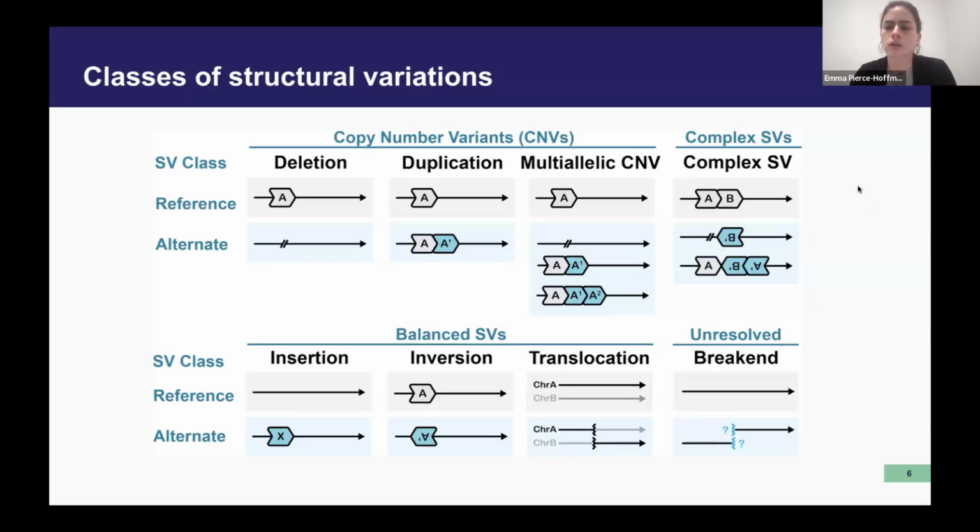Up in the top right, we also have complex structural variants. So these are more complicated rearrangements that have more than one of these other types of SV signatures. And the last type of structural variant that you might see in the All of Us data is break-ends. And this indicates that we found some kind of evidence of a rearrangement, but we weren't able to fully resolve the type.